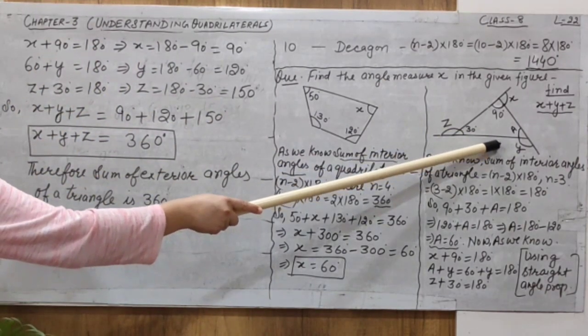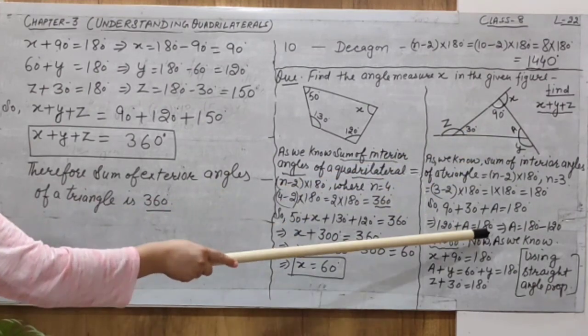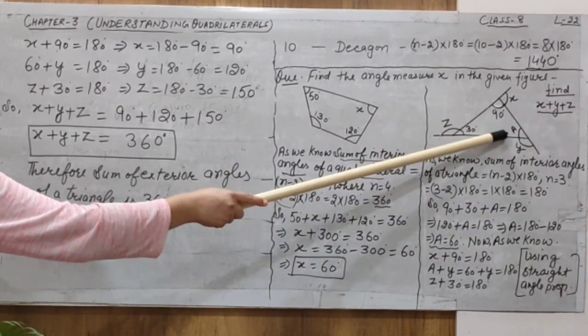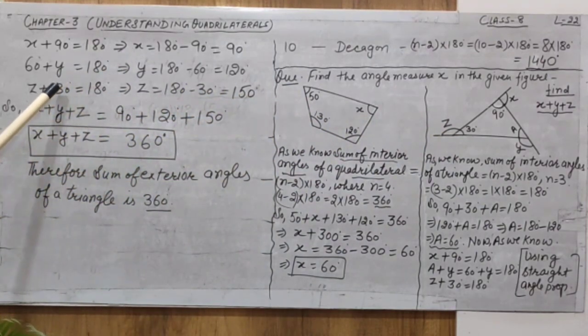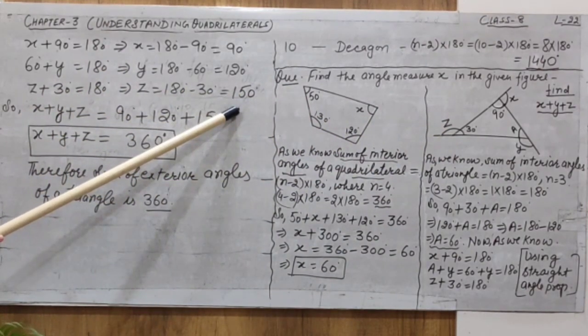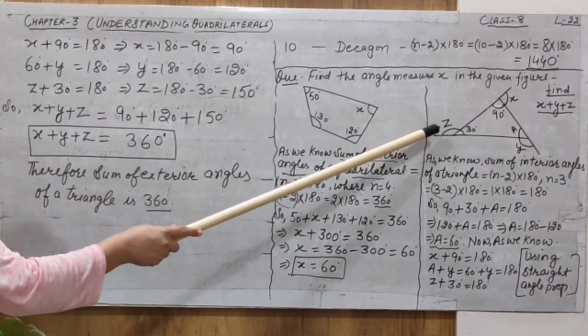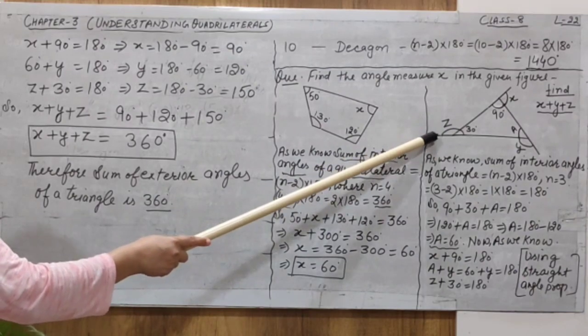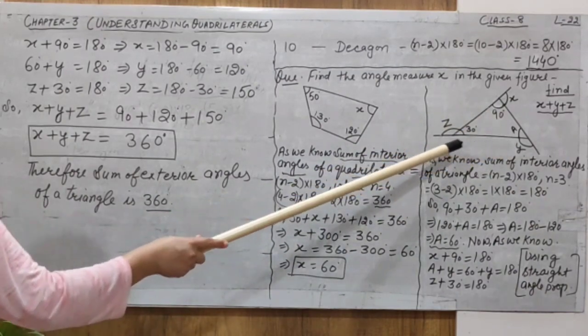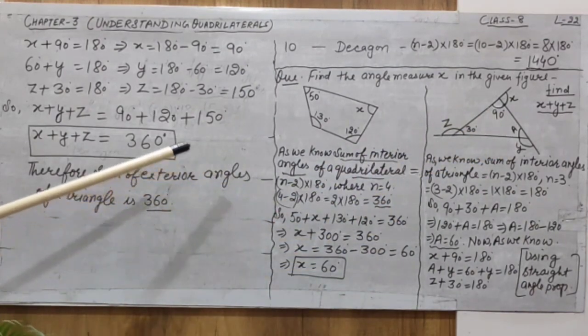Now y is equal to 120 and a, which we already found, is equal to 60. 60 plus 120 is equal to 180. Next, z is equal to 150 degrees. You can see from this side, 150 plus 30, total is 180. So these three are the straight angle property.